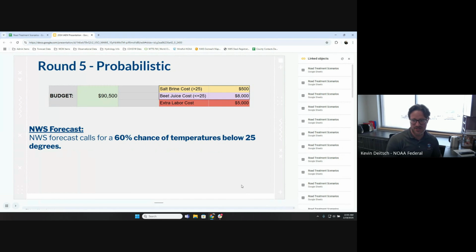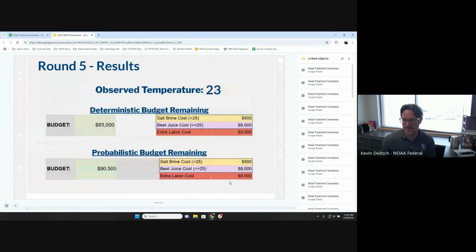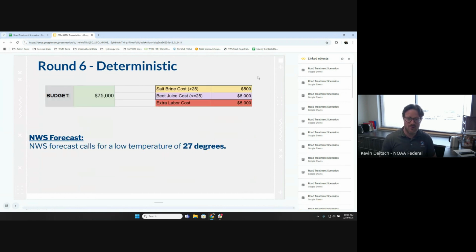Matt, 60% chance of temps below 25. Salt or beet? All right, both beet juice. Observed 23. It's close. But both did the right one there, so we'll take 8,000 from each of you. All right, maybe do one more. We'll do 2 more rounds.